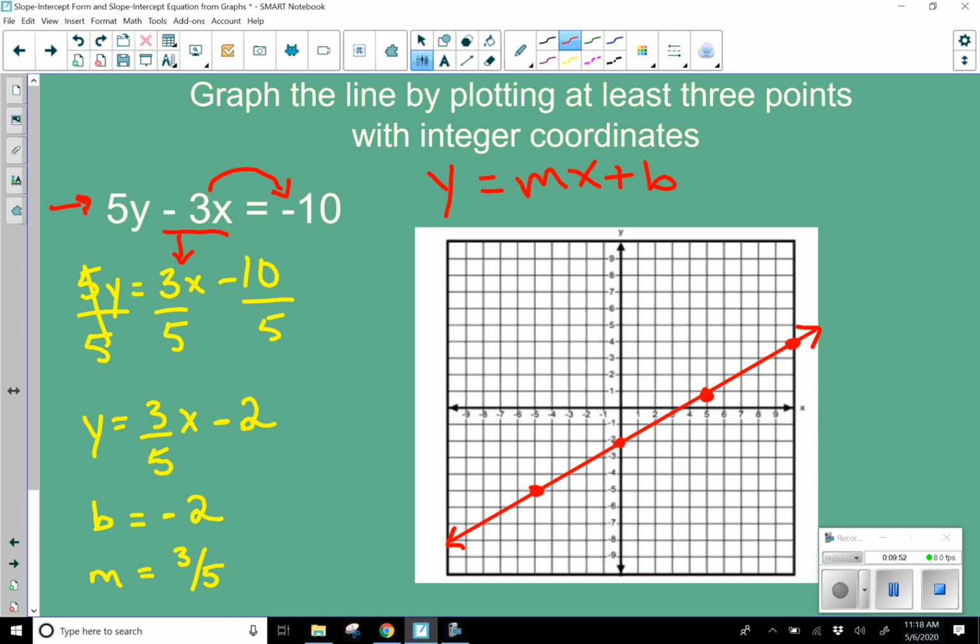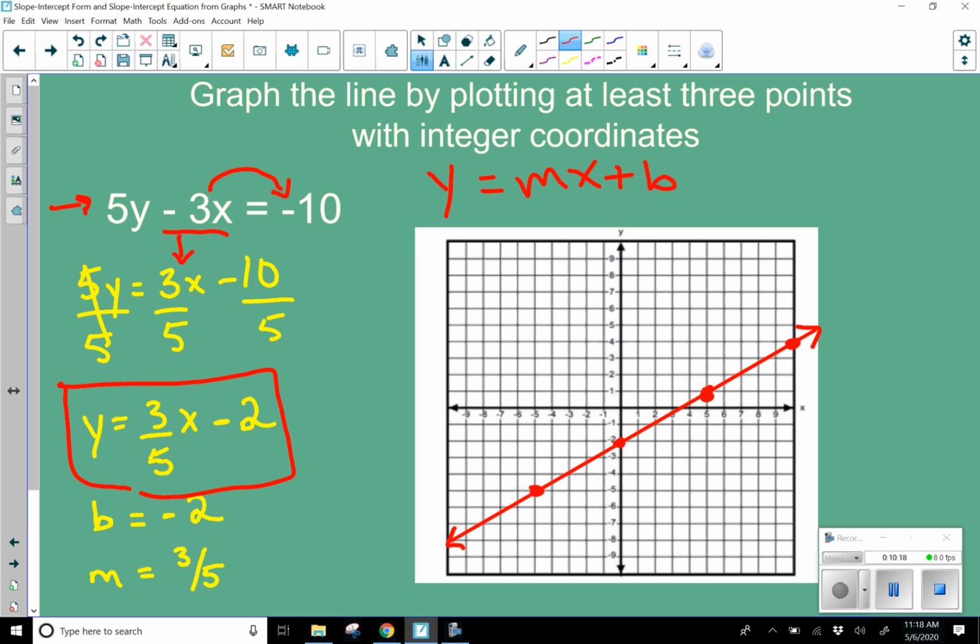So that's going to leave me with a final equation in slope-intercept form of y equals 3/5 x minus 2, which makes your y-intercept -2, and your slope 3/5, which means it's going up 3 over 5. So let's go ahead and plot our points. My y-intercept is -2. From there, I'm going to go up 3 units and then over 5 units.